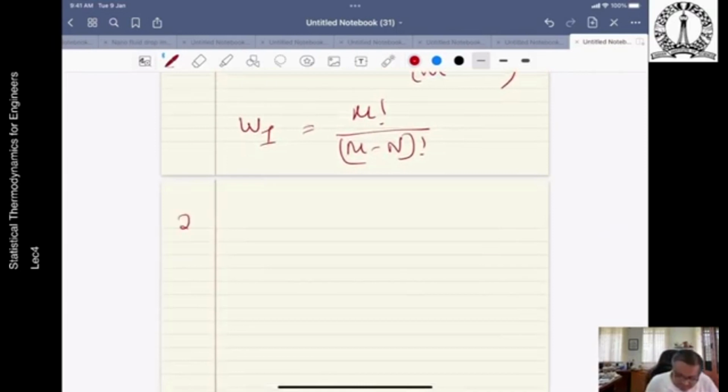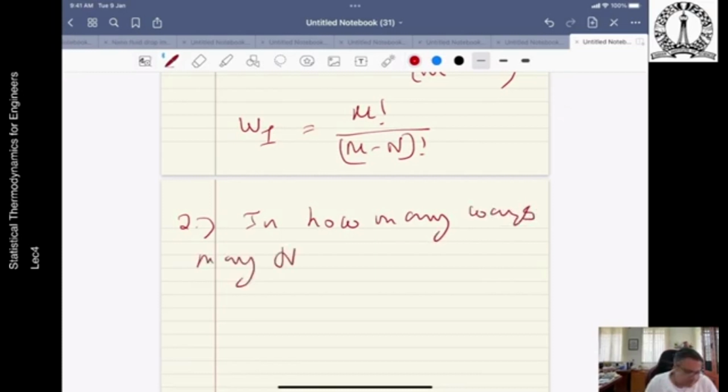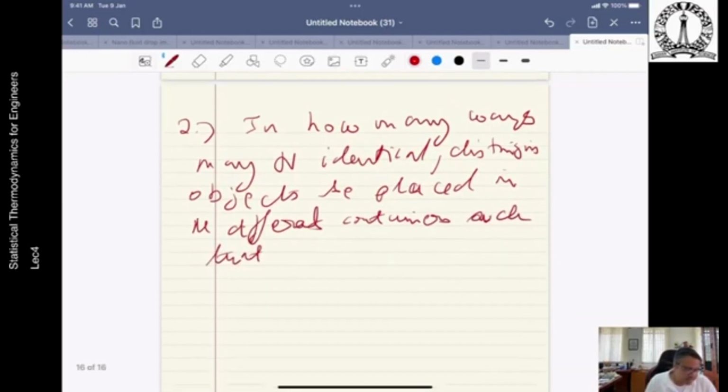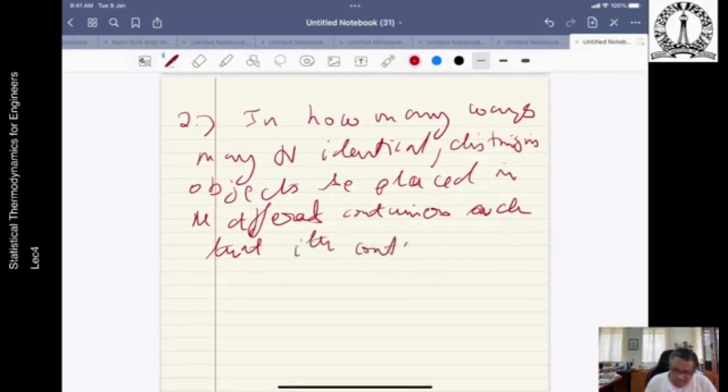Now let's ask the second question, again with distinguishable objects. Here the question is: in how many ways may n identical but distinguishable objects be placed in m different containers, all the same containers, such that the ith container holds exactly ni objects? So you got the question, right?